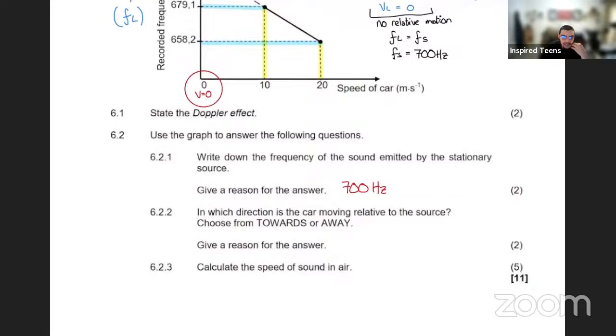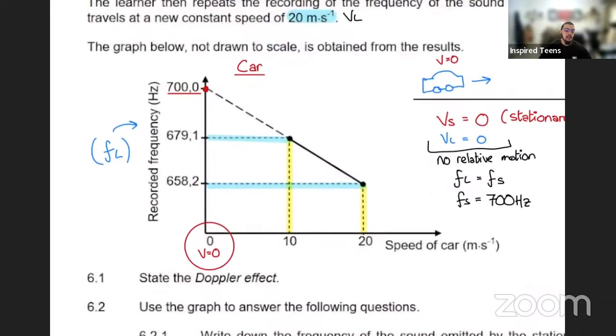In which direction is the car moving relative to the source? Is it moving away or is it moving towards? Give a reason for your answer. So again, we're going to use this graph to try and understand that.